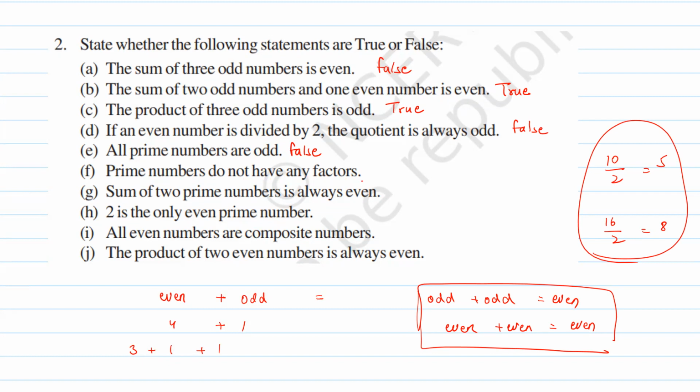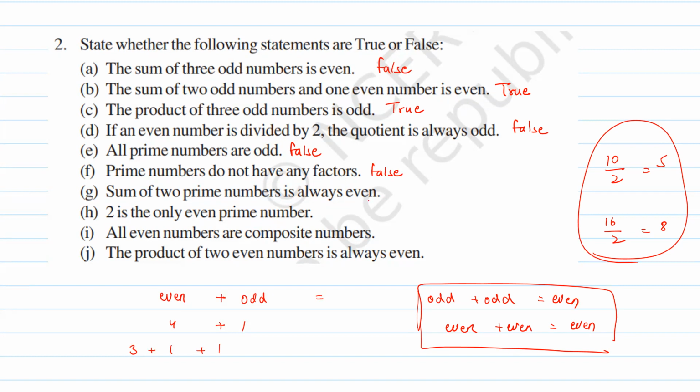Prime numbers do not have any factors. Is it true that prime numbers do not have any factors? Yes, prime numbers have factors, but they are only two factors. It will not be that they do not have any factors. They are only two factors. So we will say it as false.